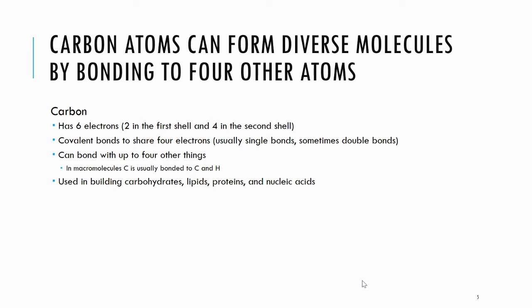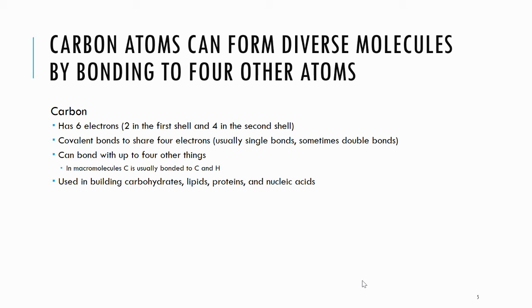Carbon is perfect to be the building block of life because it has 6 electrons. 2 are in the first shell and 4 are in the second, so it has 4 valence electrons, which allows carbon to bond to 4 other things. Normally that will be 4 single bonds, but sometimes there will be double bonds, and that's okay.